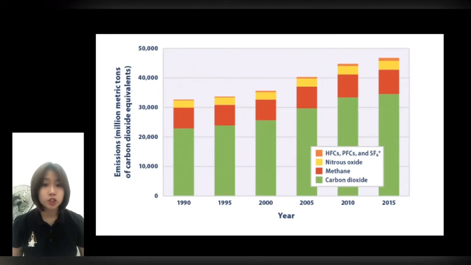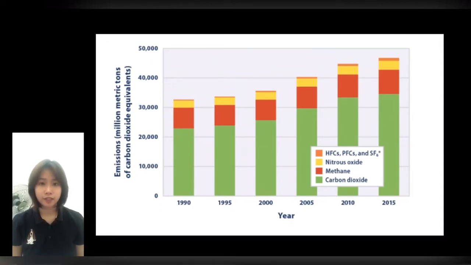This figure shows the worldwide emission of carbon dioxide, methane, nitrous oxide, and several fluorinated gases such as HFC, hydrofluorocarbons, PFC, perfluorocarbons, and SF6, which is sulfur hexafluoride, from 1990 to 2015. For consistency, the emissions are expressed in million metric tons of carbon dioxide equivalents. This total includes the emissions and sinks due to land use change and forestry. Let's look at the graph.